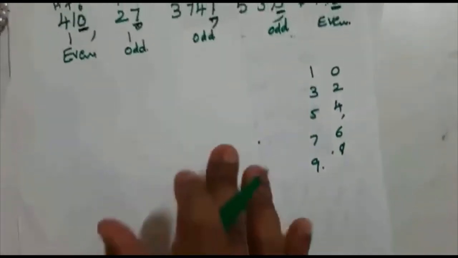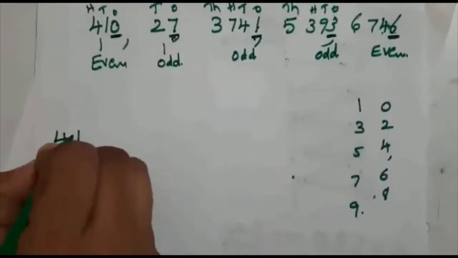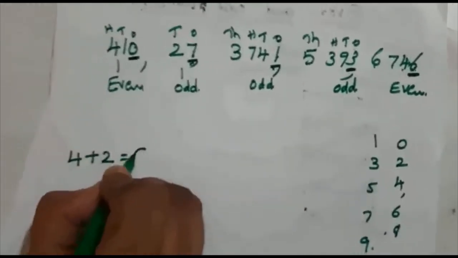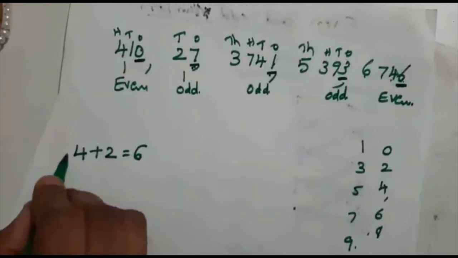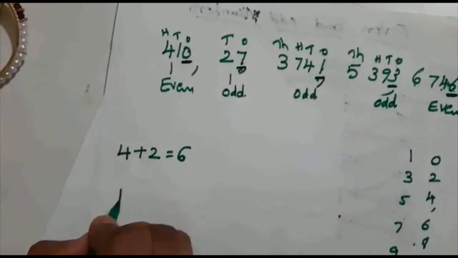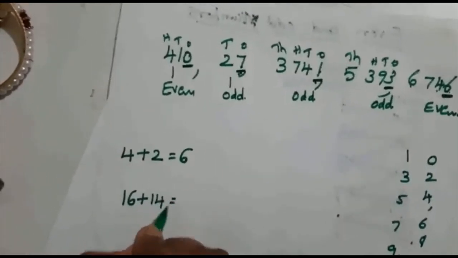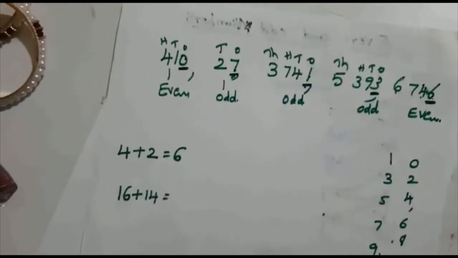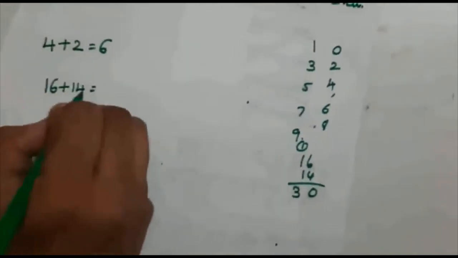Now, children, let us take some examples. I am taking 4 plus 2 equal to 6. What is this, children? This is an addition fact. Now let us take one more addition fact. 16 plus 14 equal to how much? 16 plus 14, add it: 10, 1 carry, 3. The sum of these two numbers is 30.